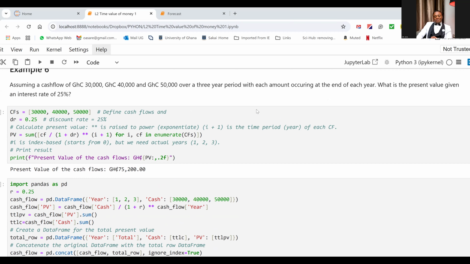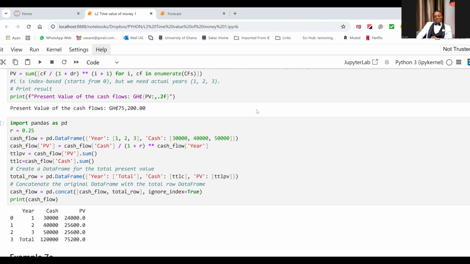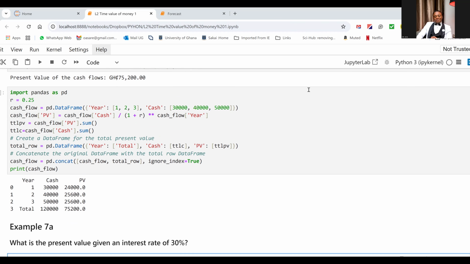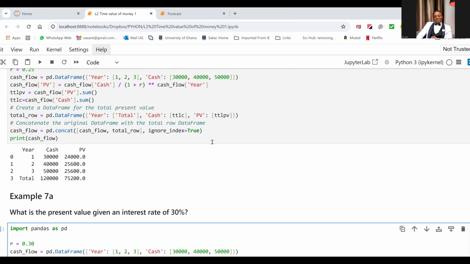Somebody asked something. I'm trying to see who asked that. Somebody has put it in the chat that he's expecting the thing to come down. The way it's put, it's like he wants it to go up, but you are discounting it at a higher rate, so that is why it should come down.